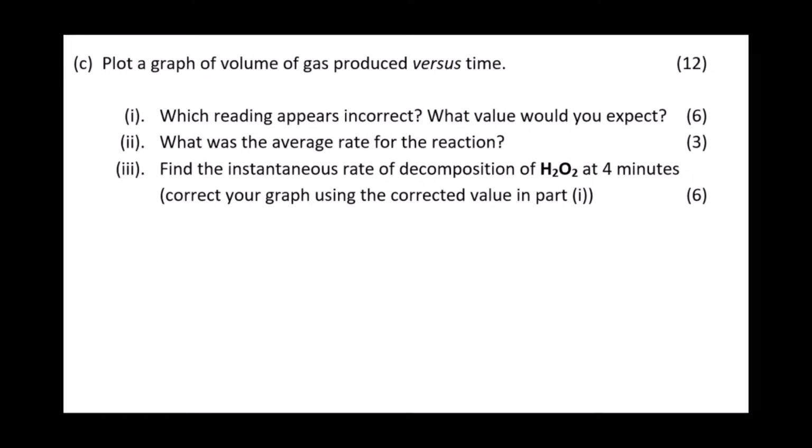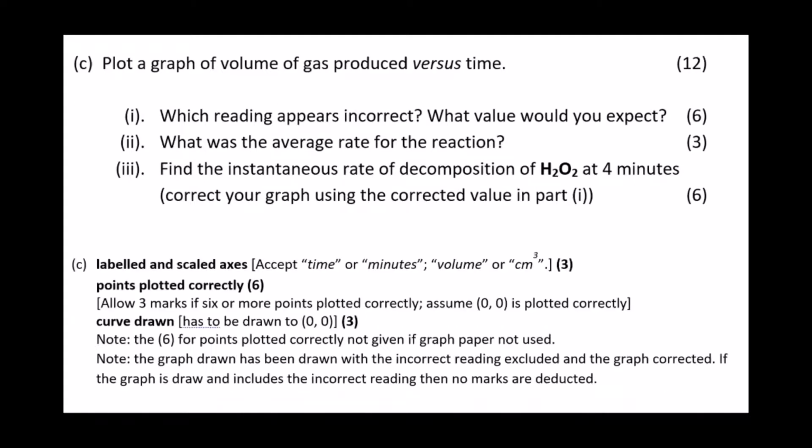Plot a graph of the volume of gas produced versus time. One of those readings is incorrect, and what value would you expect to be correct? What was the average rate for the reaction, and find the instantaneous rate of decomposition of H2O2 at 4 minutes. And you correct your graph for that part, so you ignore the incorrect reading when you're getting the instantaneous rate. So first of all, with drawing your graph, this is where you get the marks.